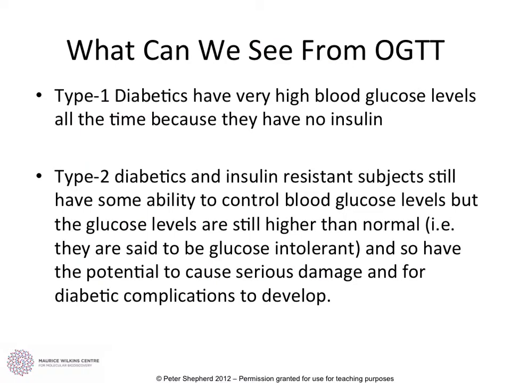Just a brief note, so OGTT is oral glucose tolerance test, and that's this test we've just been talking about. A couple of pieces of information. So type 1 diabetics have very high blood glucose levels from fasting because there is no insulin there. Type 2 and insulin resistance have a little bit of an ability to control blood glucose, but it is very impaired, so it does not match up with what a normal response curve would look like.